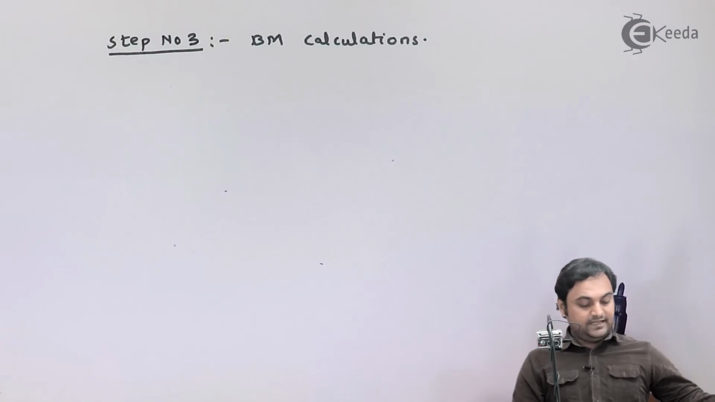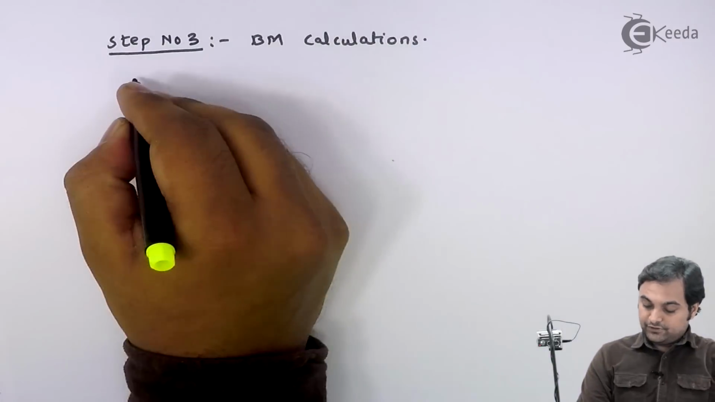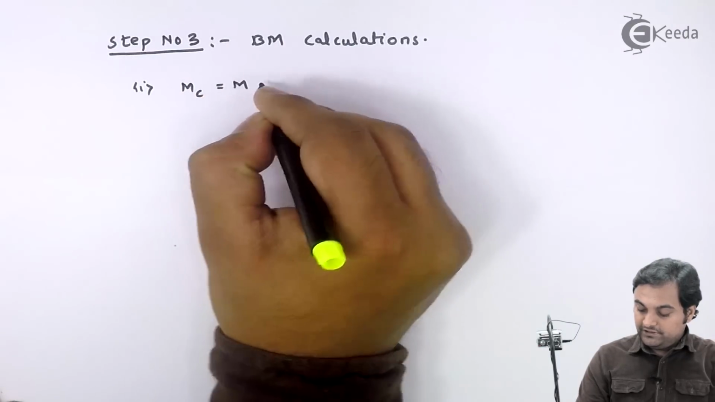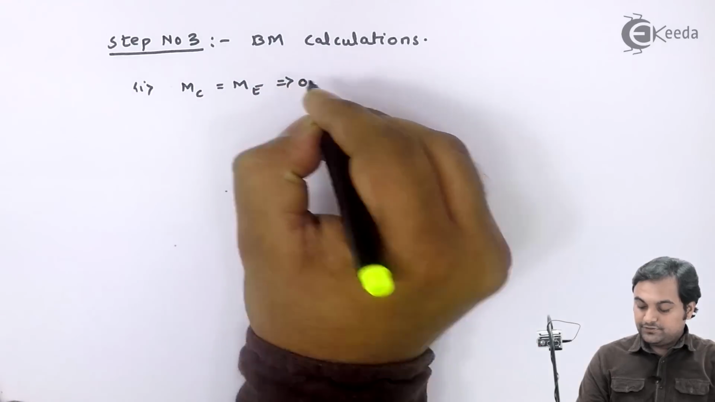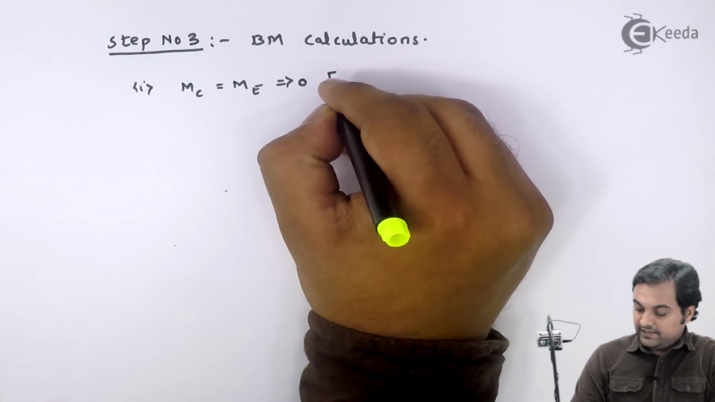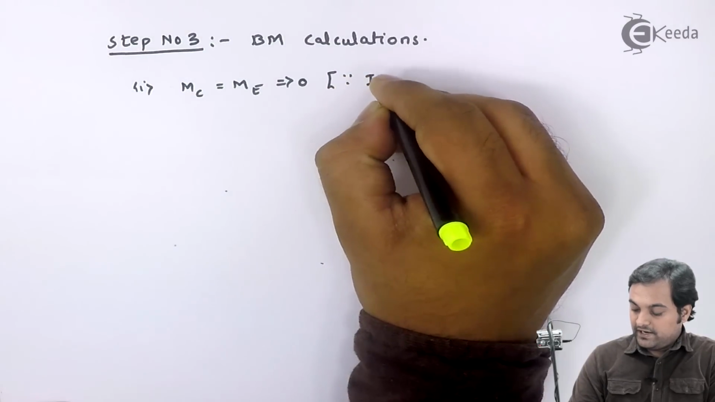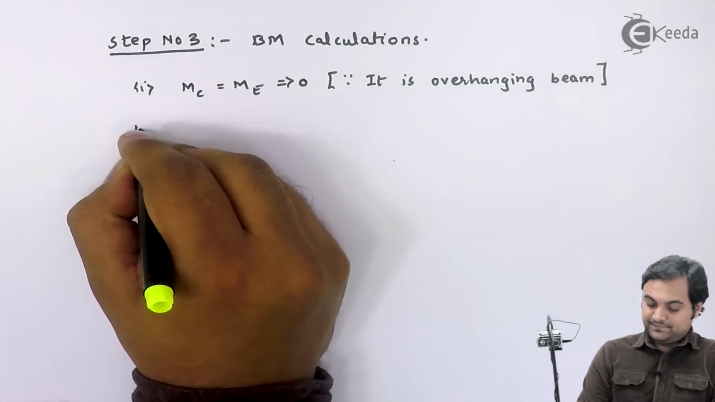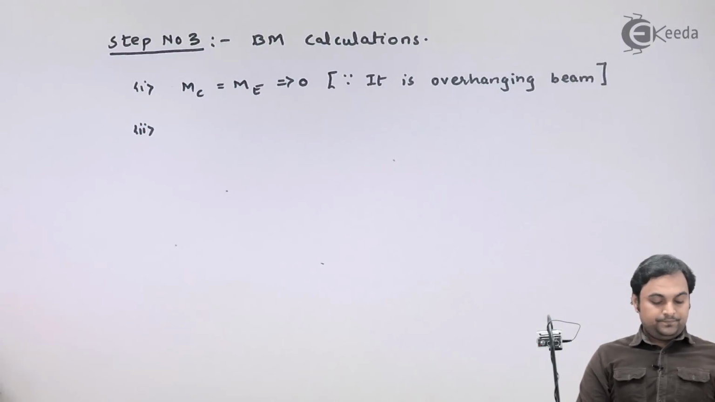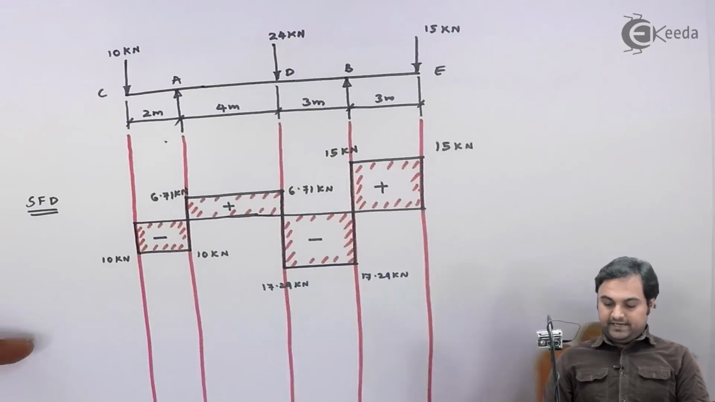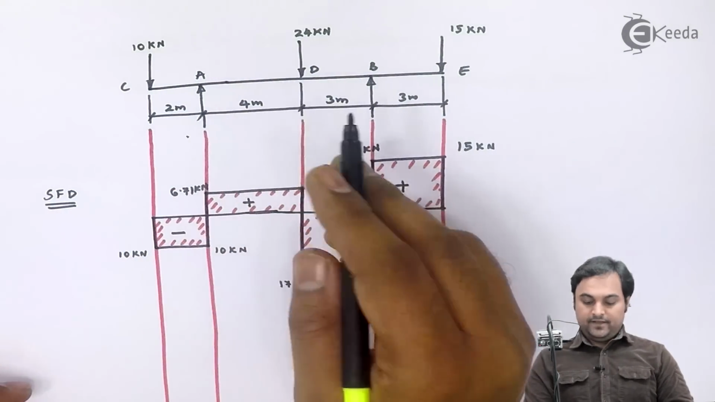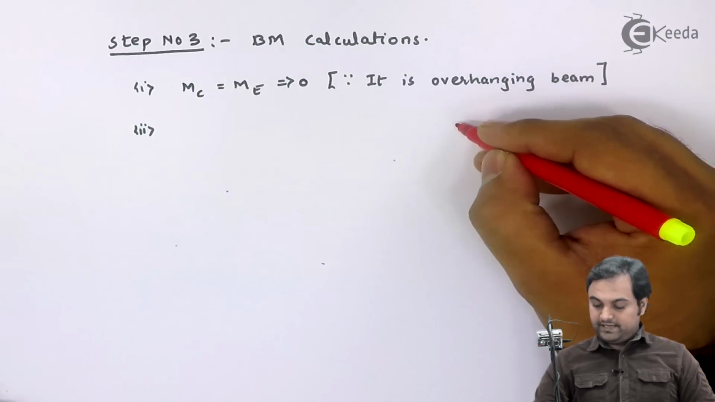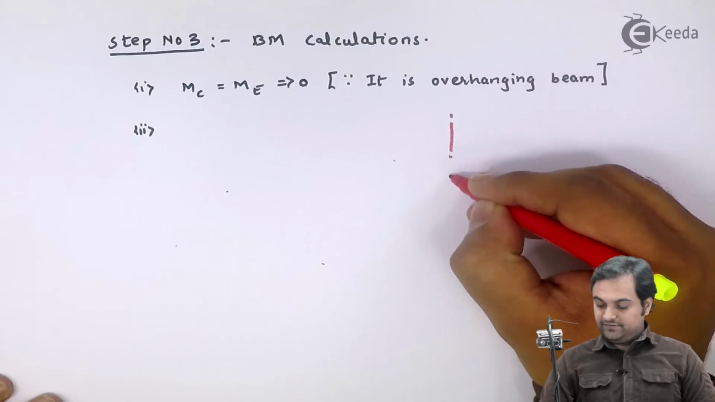So here I can write it as, first of all, moment at C is equal to moment at E, that is equal to 0, since it is overhanging beam. After this, I will calculate the bending moment at point A, B and D. First, starting with point A, and just before the calculation I will draw the sign convention.